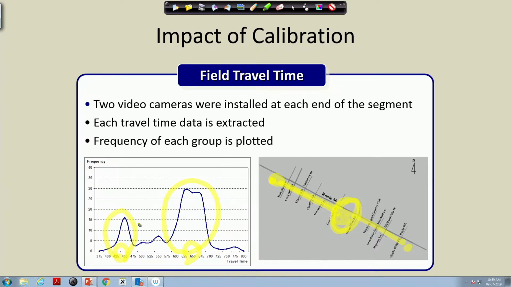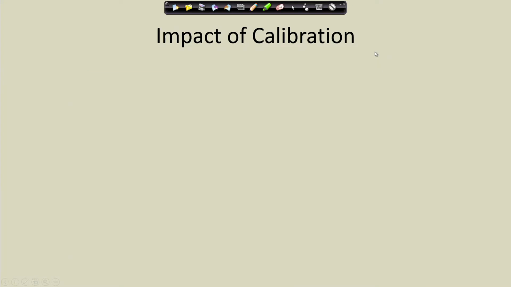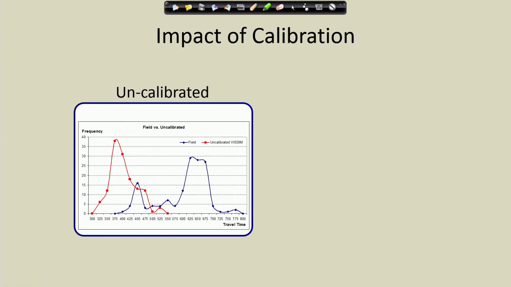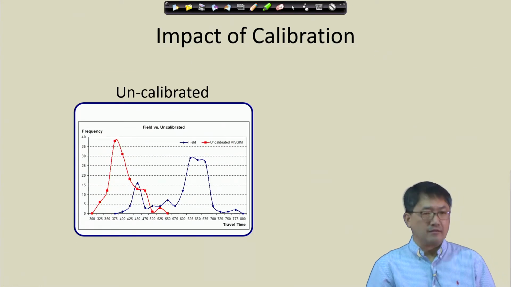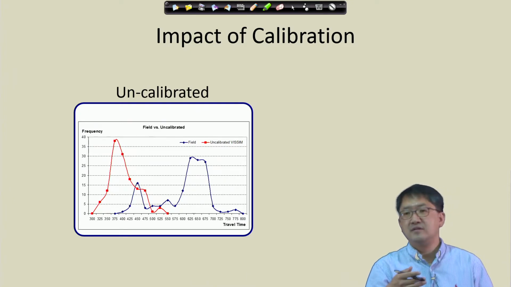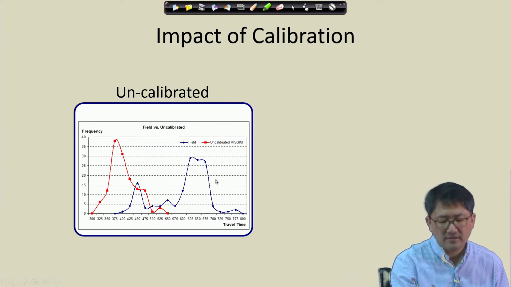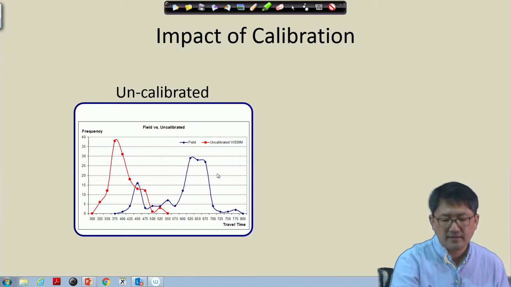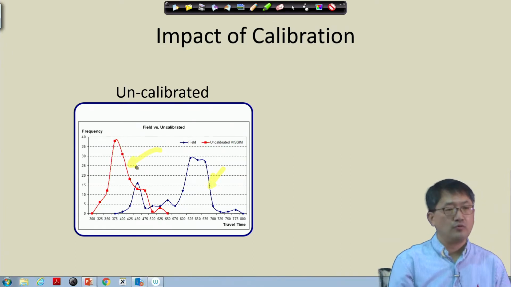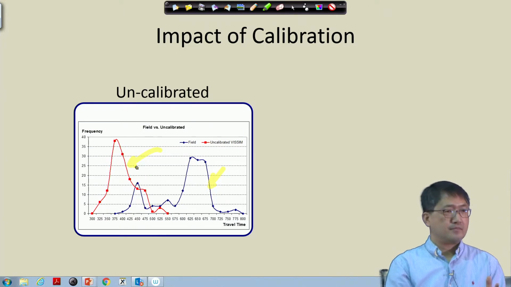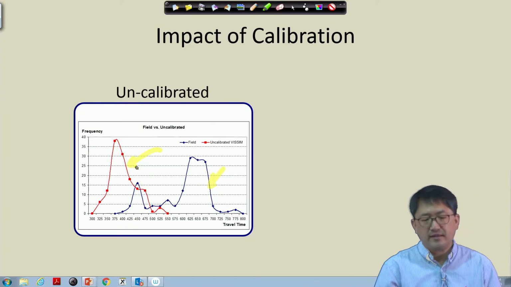With this data, we use the uncalibrated model, which means whatever the vendor actually shipped with the default settings. And we are comparing it with the field condition. This is the field condition, right? And this is what the model shows. So there's a huge gap. It's obviously problematic, right?